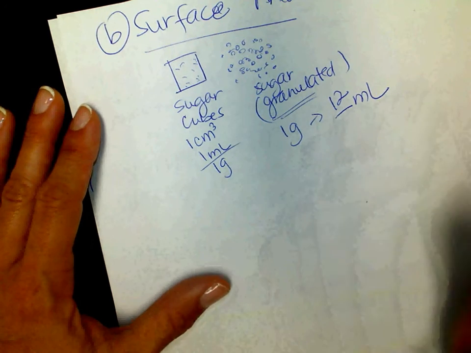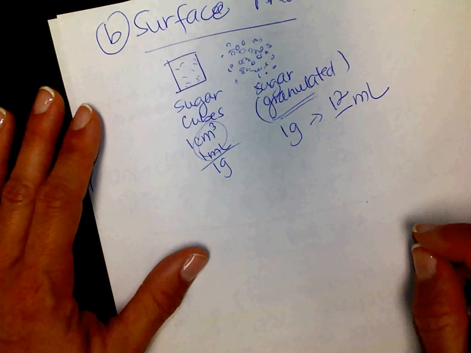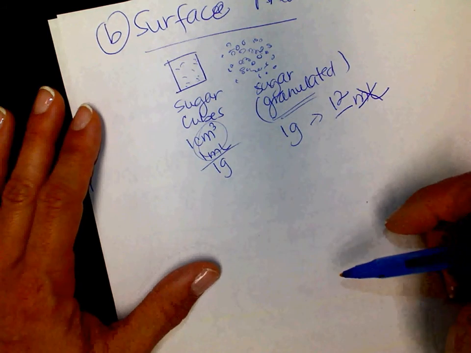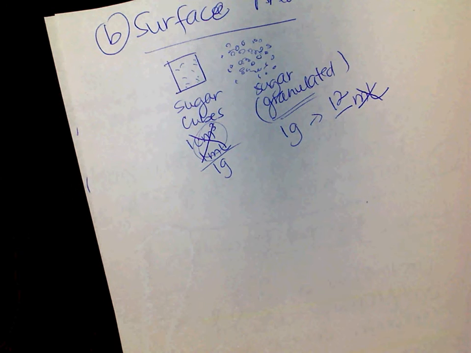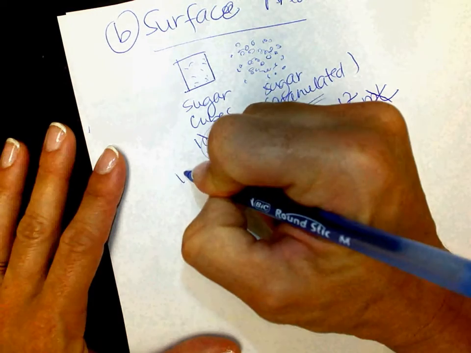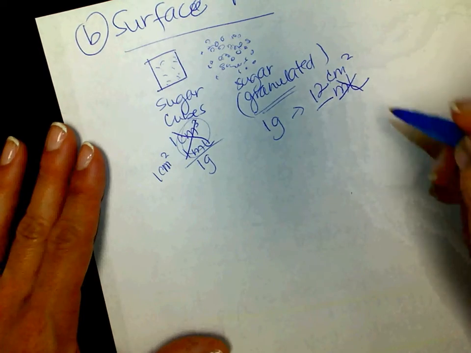What am I doing wrong? Area. Is this the right unit for area? No, not at all. What unit do I need to use for area? Think about measuring out a plot of land. Centimeters squared. Meters squared, centimeters squared, something like that. So let's say I have 1 square centimeter, then over here I might have 12 square centimeters.